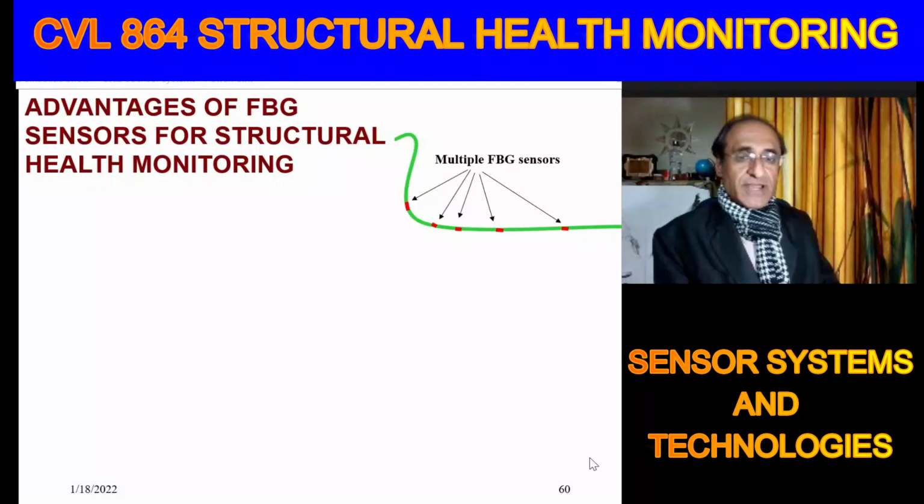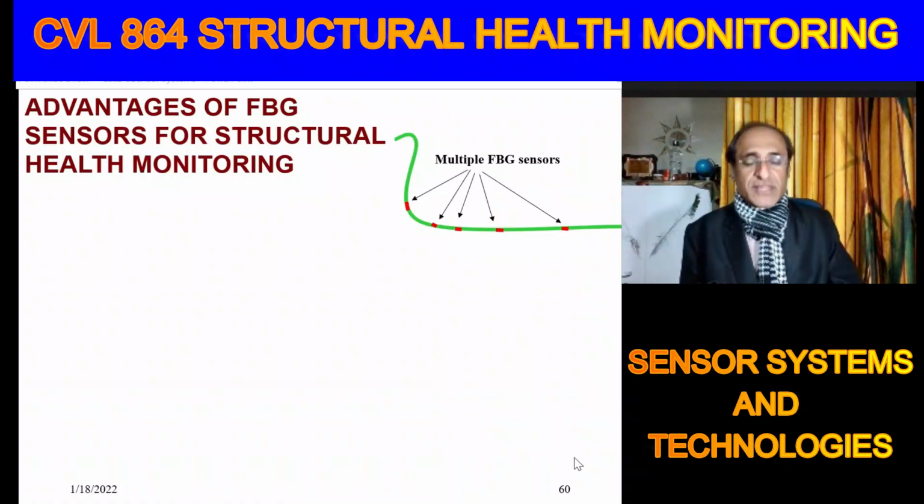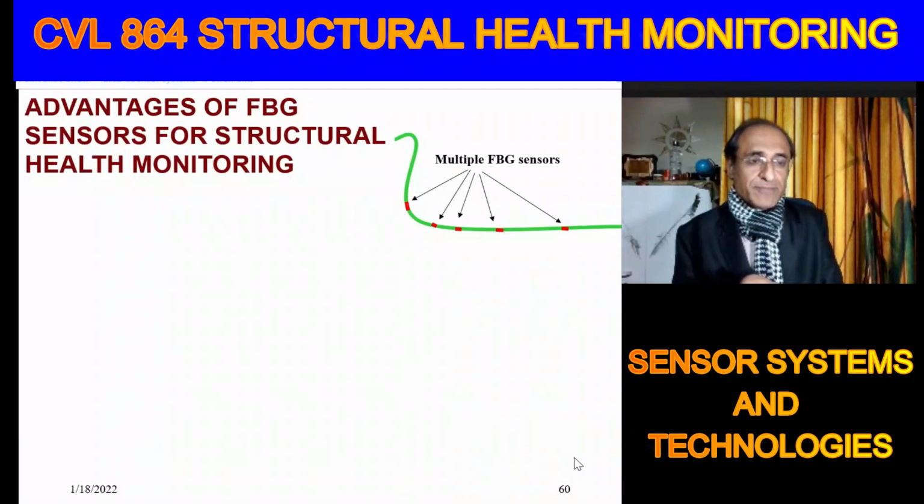Now the advantage is that in the case of the electrical strain gauge or other sensors, I said that if you have n sensors then you will need n wires, at least from your sensor to the nearby data logger. But that problem is not there in the case of optical fiber sensors, especially the FBG. For example, if you have installed 50 sensors at different locations in your structure, you don't need 50 wires. All of these can be installed along the same fiber.